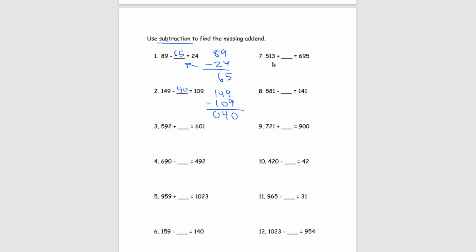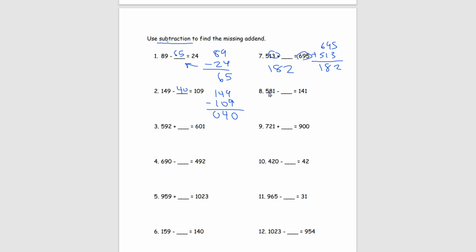Over on this side, this time we have 513 plus blank equals 695. Basically we're doing the same thing, but this time we're subtracting this number first from this number. So we're doing 695 minus 513, as we're trying to find the number that adds to 513 to get 695. We have 5 minus 3, which gets us 2, 9 minus 1, which gets us 8, and 6 minus 5, which gets us 1. And so our answer for number 7 is 182.